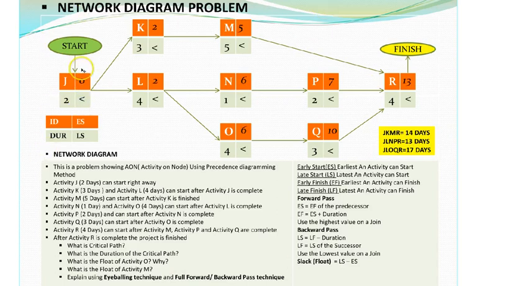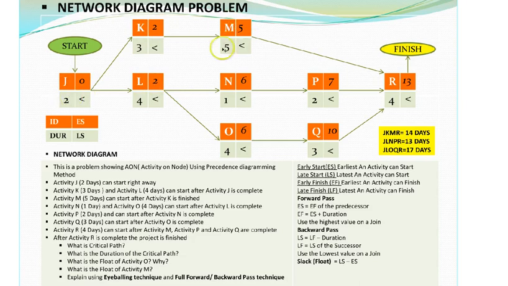So for J, I start with 0, and it's going to take me 2 days. So I'm going to put 2 for activity K because that's the minimum time it's going to take me to start with activity K and activity L. K and L are dependent on J. So that's how we got a 2 there and a 2 here because they cannot start till after 2 days.